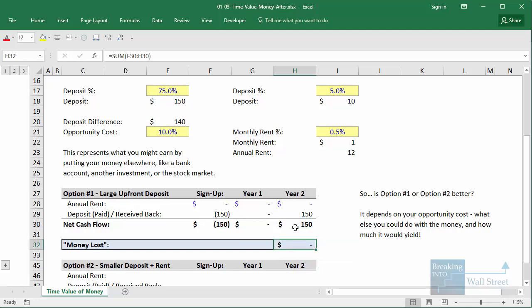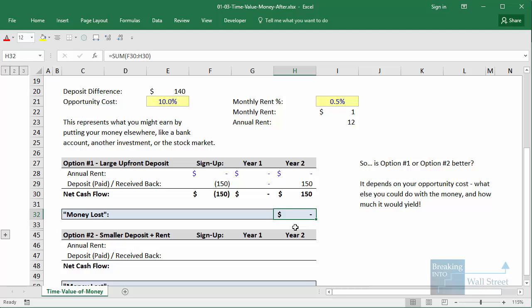It seems like a great deal because we pay this deposit, we don't pay any rent in between, and then we get back everything at the end. So it appears that we haven't lost any money.